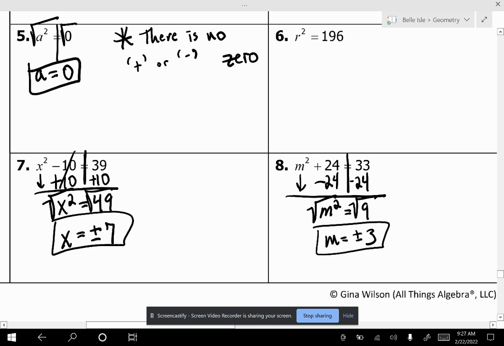Okay, as soon as you're done with 8, it is up here for you to check yourself. So proud. We're just going to do a couple more.